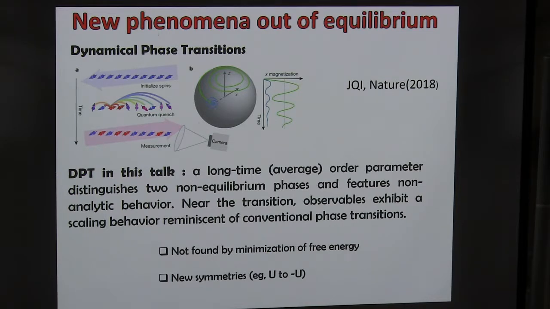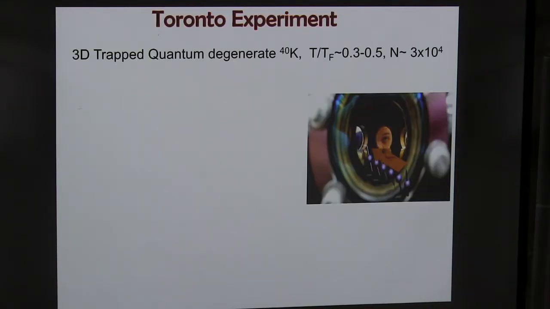For example, as we will see in this talk, we are going to have a symmetry between positive and negative interactions. Alright, so a little bit of the experiment. The experiment is at Toronto, and consists of a trapped 3D gas of quantum degenerate potassium-40 atoms. It's a quantum degenerate gas, not extremely cold. We have a sample of the order of 10 to the 4 atoms.